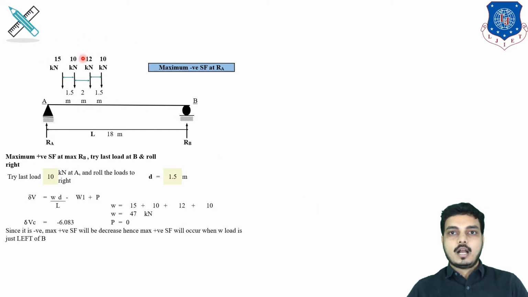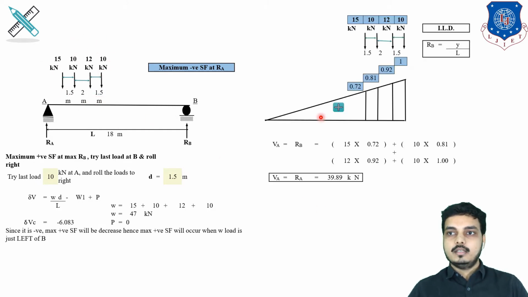The process we did for RA, we will do for RB. Now I will put my entire load on the right hand side at point B, because the peak of RB is at point B. So I will try keeping this 10 kilonewton over here and rolling it out towards the right hand side. After putting it in the formula, we get negative 6.083.